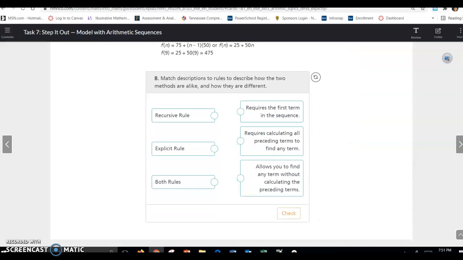Match descriptions to rules to describe how the two methods are alike and how they are different. All right, so we've got recursive, explicit, and both rules. It requires the first term in the sequence. Well, really both of those require the first term. Let's see what the other says. Requires calculating all the preceding terms to find a term. That's the recursive formula, the one we looked at first, and you have to keep adding the common difference to get to the next term. Allows you to find any term without calculating the preceding term. That's your explicit rule, and both rules do require you to have the first term.